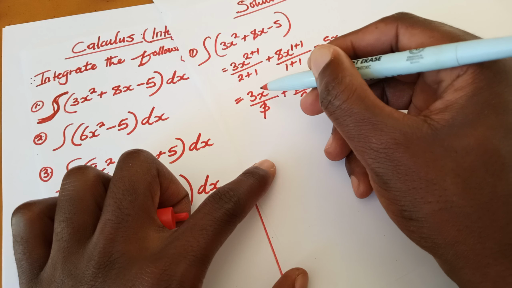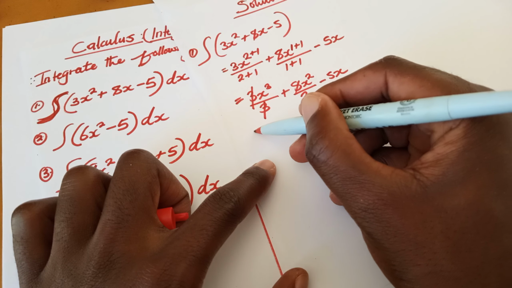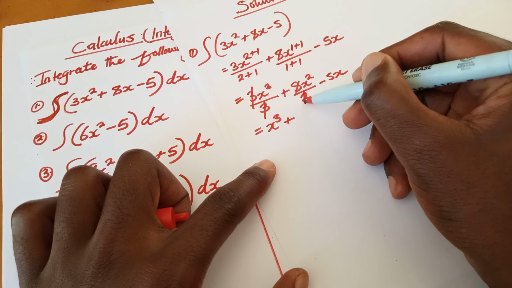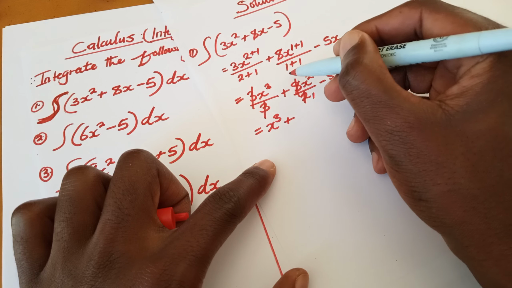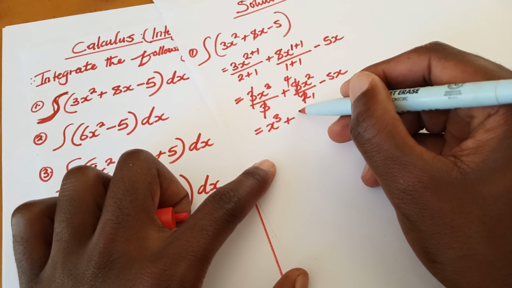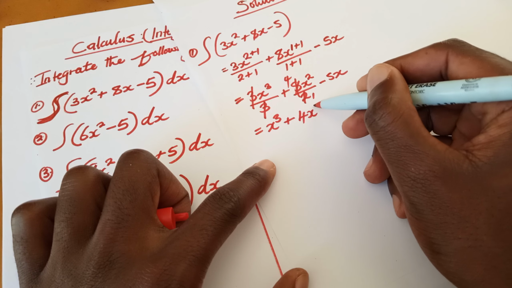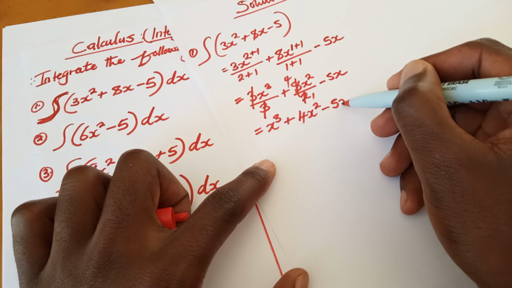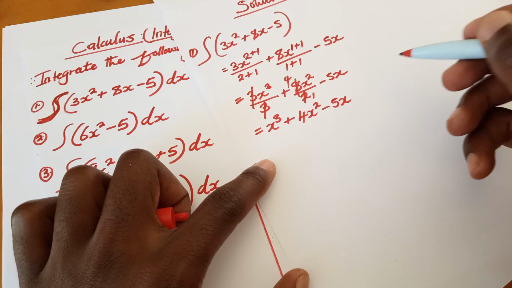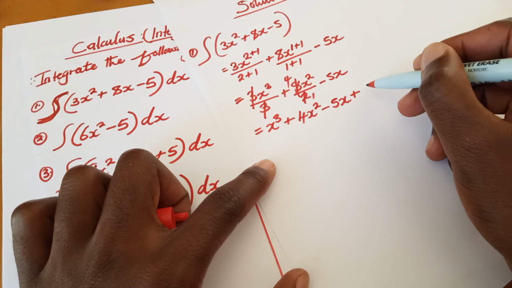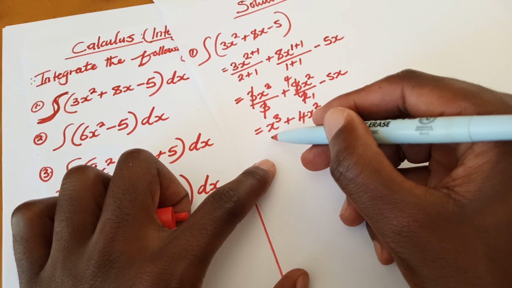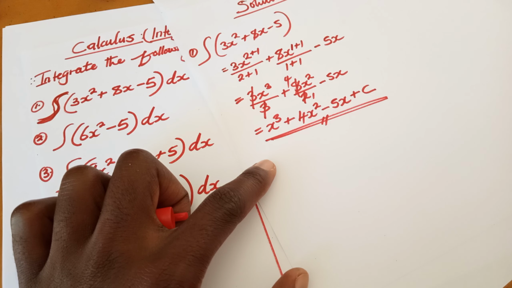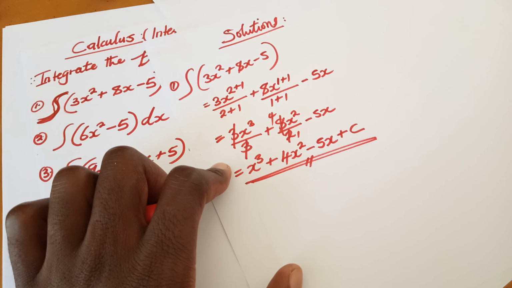This 3 will cancel and that 3 will cancel, so we remain with x to the power of 3 plus. 2 in 8 goes in how many times? 4 times. So we remain with 4x squared minus 5x, and at the end we put plus c as your final answer there. So that is our answer, that's how we integrate.